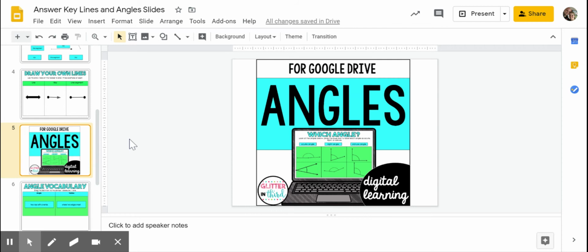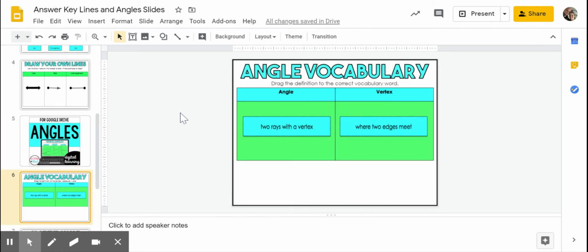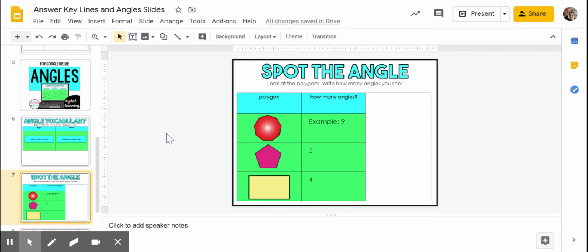Okay, looking at our angles, our vocabulary, an angle is 2 rays with a vertex. A vertex is where the 2 edges meet. And so for our next 2 slides, we're just going to talk about how many angles are on each shape.